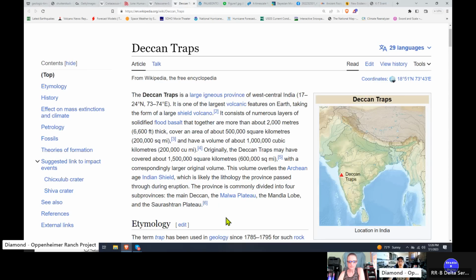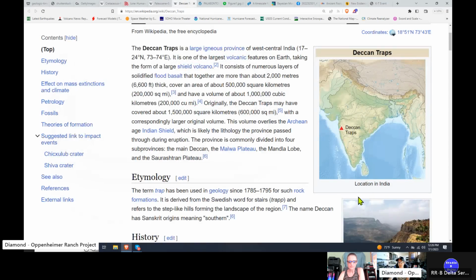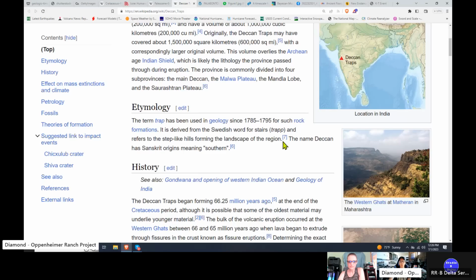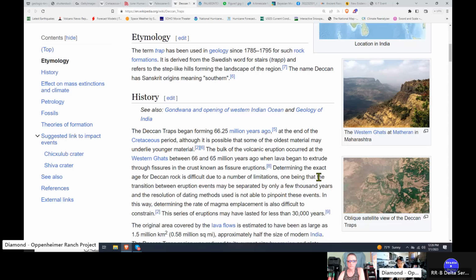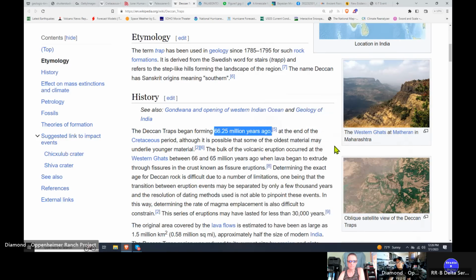And then at the same time, we've got the Deccan traps happening. The Deccan traps, here's the location on the continent of India. Trap is a Swedish word and refers to step-like hills forming the landscape of the region from lava flow after lava flow piling on top of each other. And they began forming 66.25 million years ago. That's before the event.